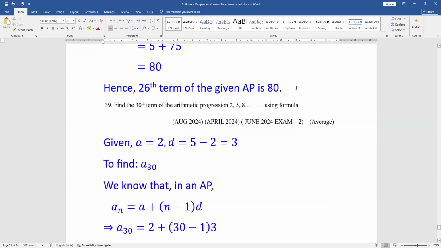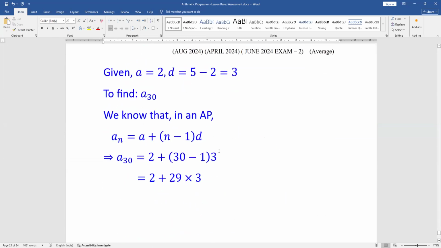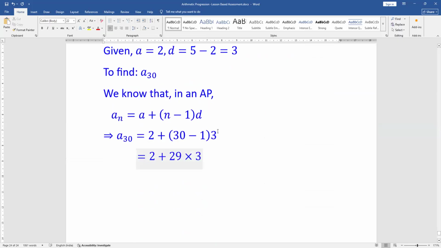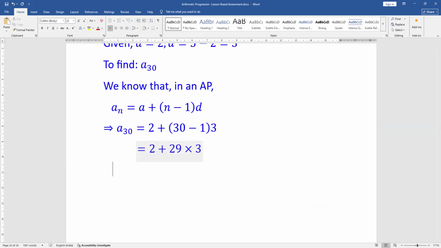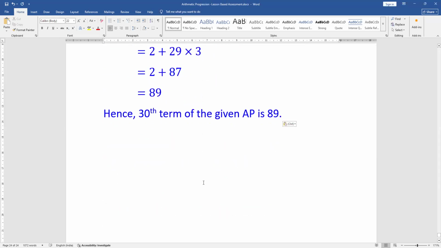So it becomes 29 into 3. Then equals to 2 plus 29 times 3, which is 87. Next, 87 plus 2 is 89. Okay, equals to 89. So what conclusion do you give? Hence the 30th term of the given AP is 89.